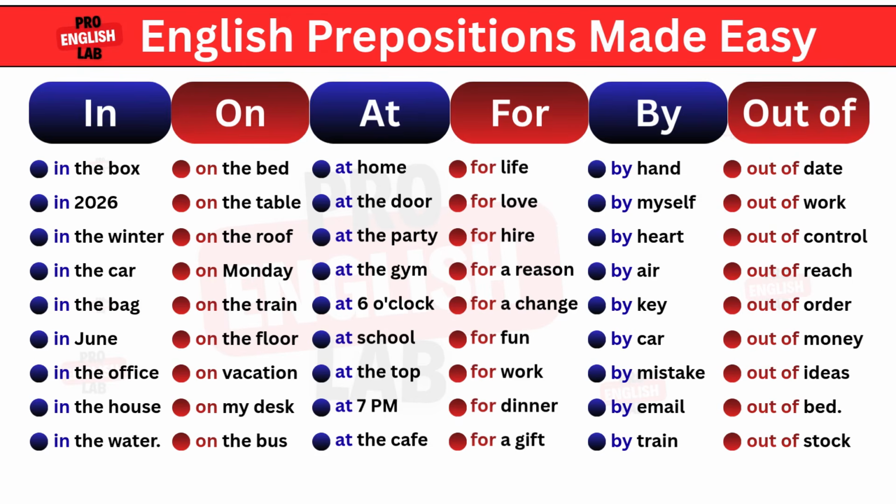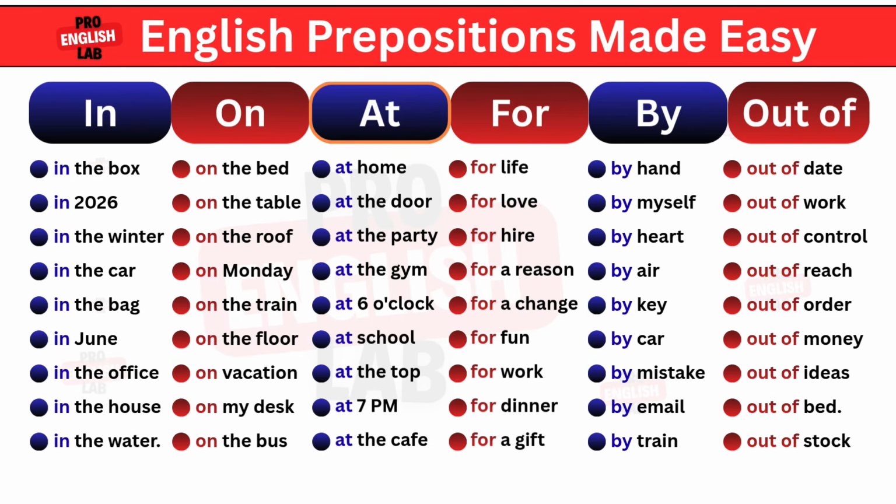At. We use at for specific places and exact time. For example, at home. At the door. At the party. At the gym. At 6 o'clock. At school. At the top. At 7 p.m. At the cafe.